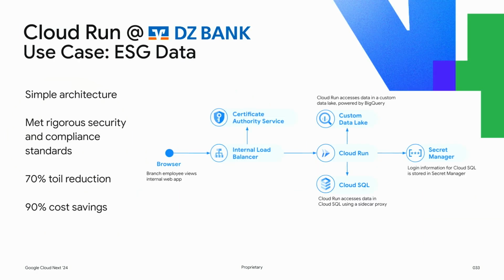Now let's talk about Cloud Run and the use case ESG data, which we decided to build on Cloud Run because it's a simple and managed platform. In front of this Cloud Run application, we put an internal HTTPS load balancer, which automatically connects to our internal certificate authority to automatically issue our certificates and renew them.